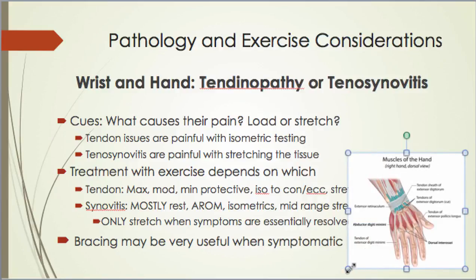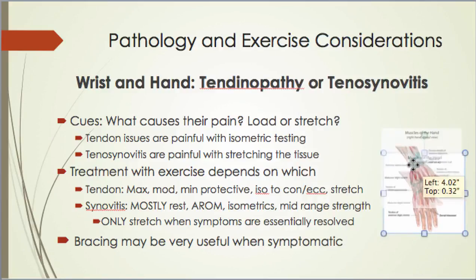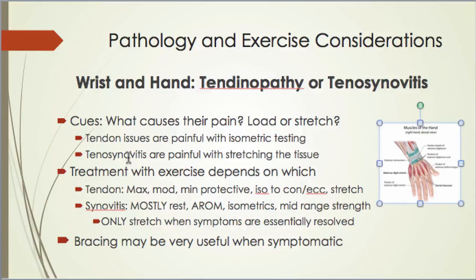So, like we've already said, tendon issues are painful with isometric testing, tenosynovitis are painful with stretching. And the treatment with exercise depends on which. So, with tendon, we want to think again about that maximal moderate protective phase. We can start with isometrics, concentric, eccentric, and do general stretching.